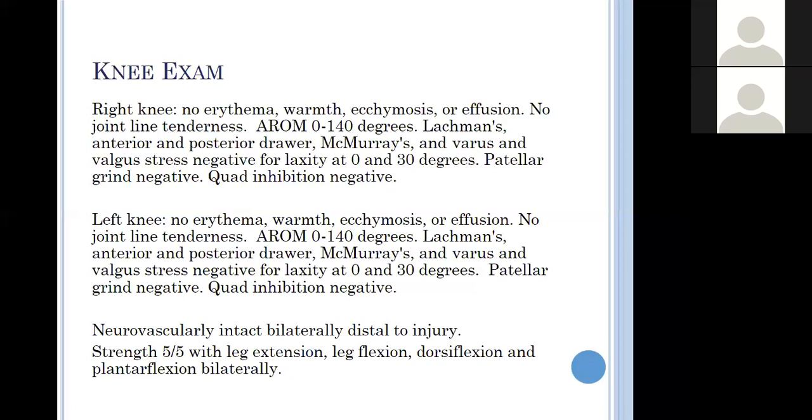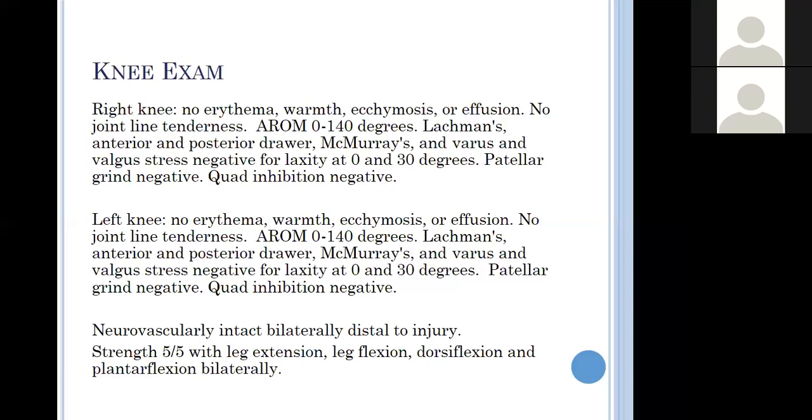You want to start again with palpation. You're going to start from the front and palpate over their quad tendon attachment, straight down the patella, straight down the patellar tendon, to the tibial tuberosity. If anything hurts through there, it's usually that patellar tendon. That also gives you landmarks to feel the joint line. So you're going to feel the medial joint line.